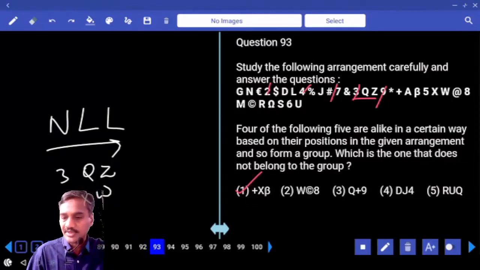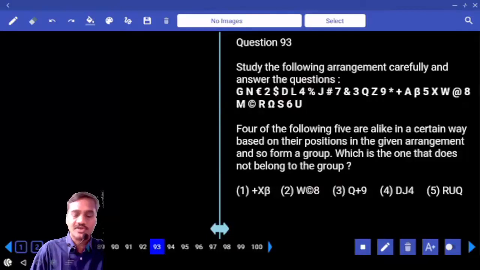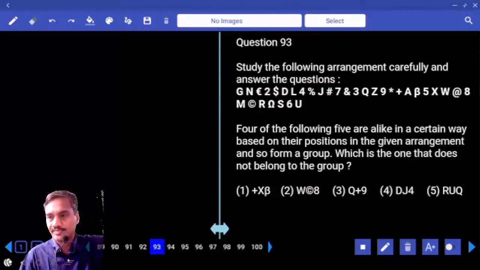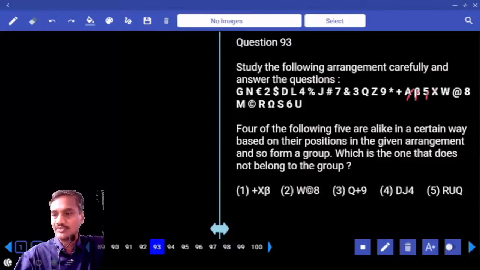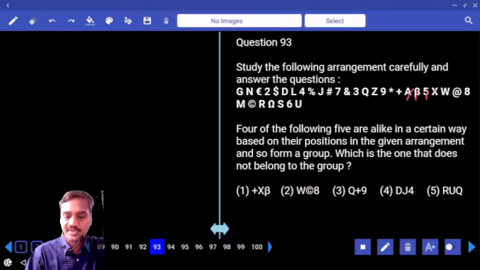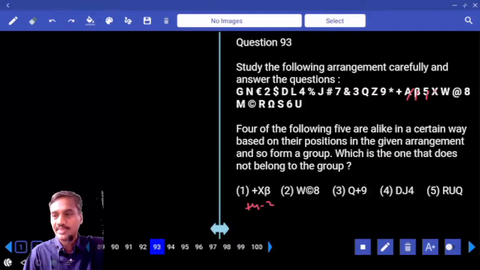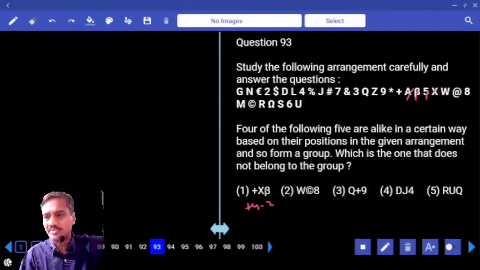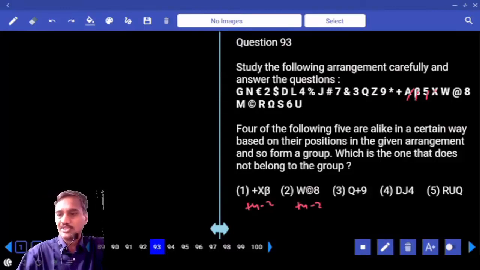And 93, find the odd one out of the following. Plus X and beta. Now plus and X, 1, 2, 3, 4, plus 4. Minus 2. And together the relation between these elements. And again, W and copyright, what is the relation between them? 1, 2, 3, 4 plus 4, and copyright 8 minus 2.